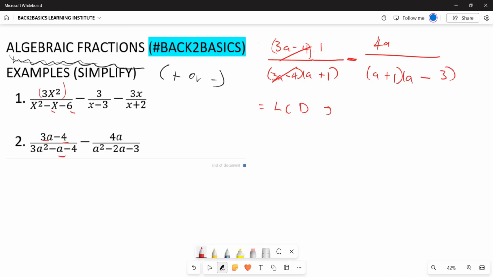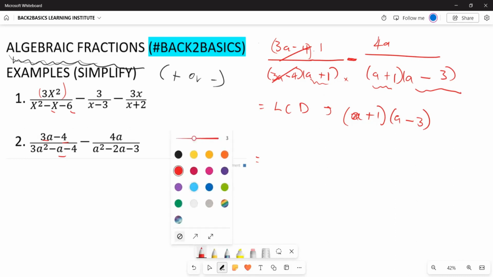So now let's see. In your denominator, you have a plus 1, you have a plus 1, but on this side, you have a subtract 3, and it's negative. This side, you don't have that one. So which means your LCD must be your a plus 1 and also your a subtract 3. Isn't it so? Then yes, that's going to be your LCD. And since you have that as your LCD, remember, you are going to check both sides. Which side doesn't have the LCD of a plus 1 and also a subtract 3? This side, right?